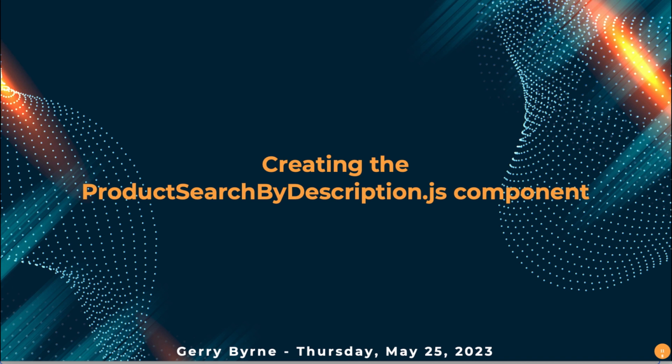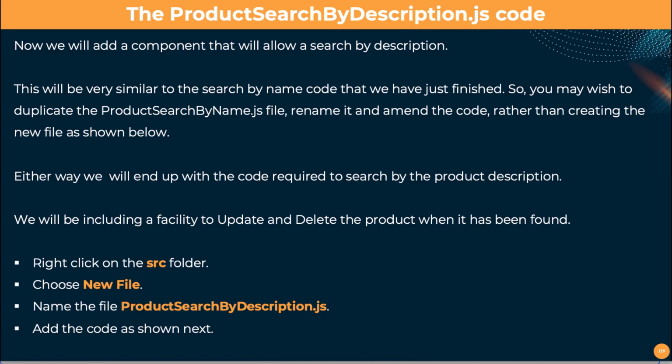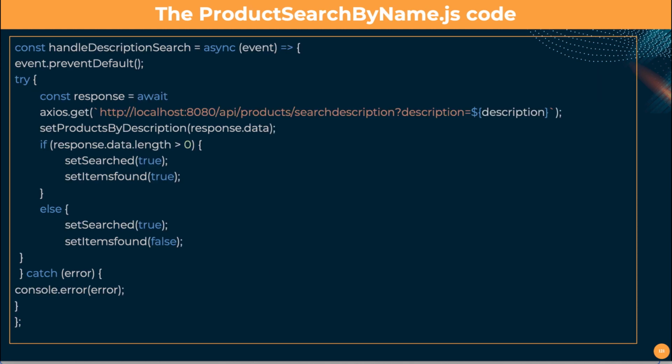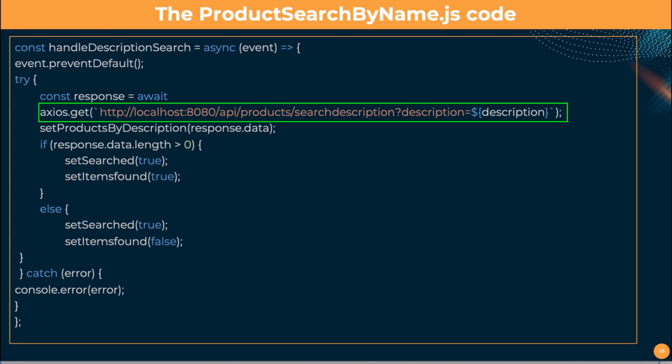Now we could do a similar type thing, and we will use the product search by description. So this will be very similar. We'll create a new component, and then we'll set up a variable or constant for the description. And then we have the same idea as before. So we have products by description for the name of the array instead of name. We have a base URL in here, but we don't need to use that. We just use the axios to get this.